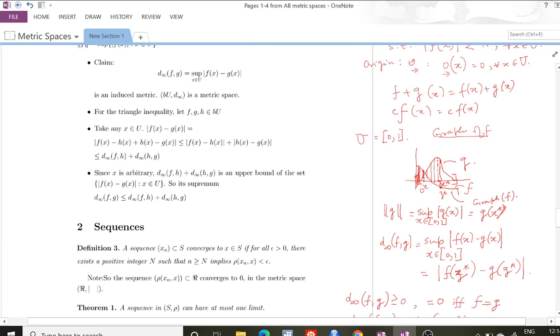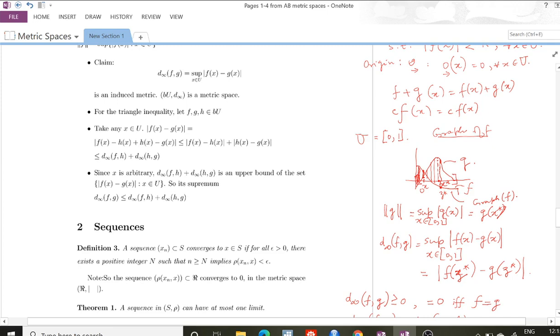So in order to establish the triangle inequality, start with any x in the domain and consider |f(x) - g(x)|, right? I want to establish the triangle inequality for any triple of functions f, g, and h, right? So f(x) minus g(x) is just f(x) minus h(x) plus h(x) minus g(x), right? And so this absolute value is exactly this absolute value. This will satisfy the triangle inequality for absolute values.